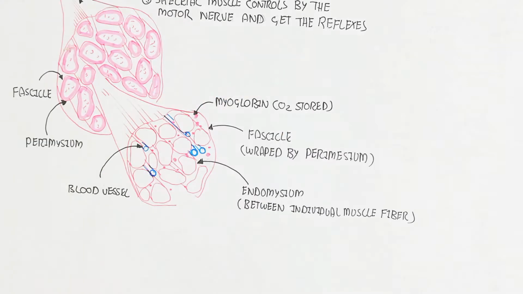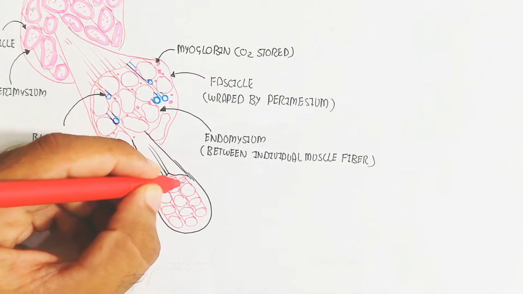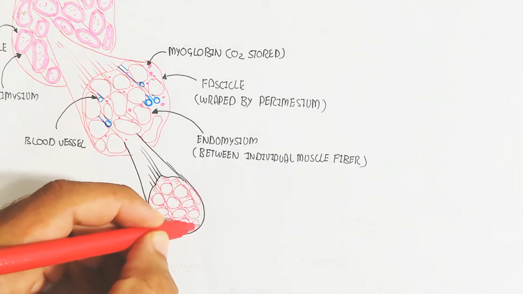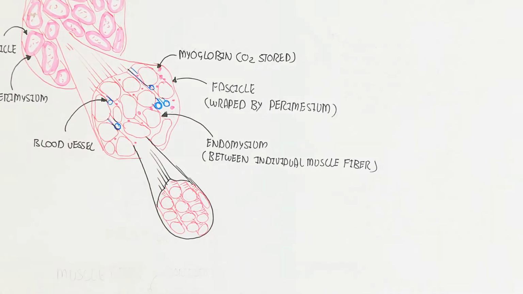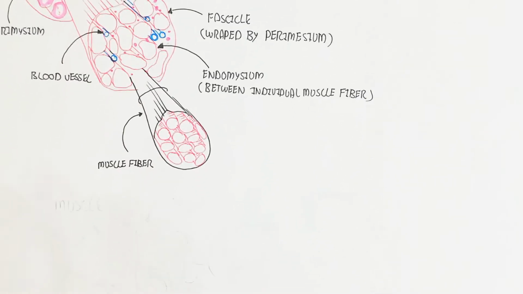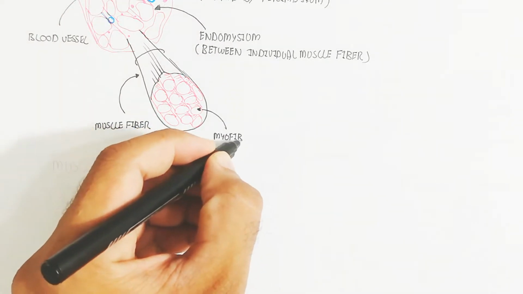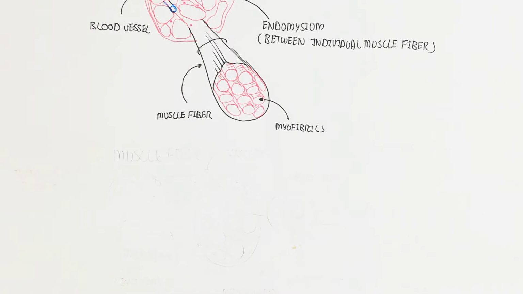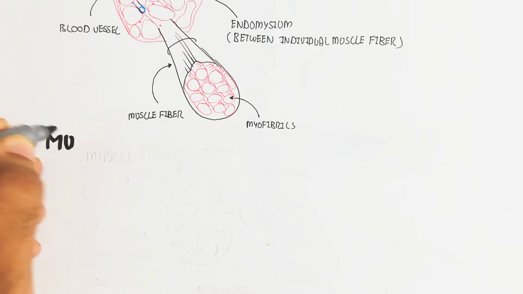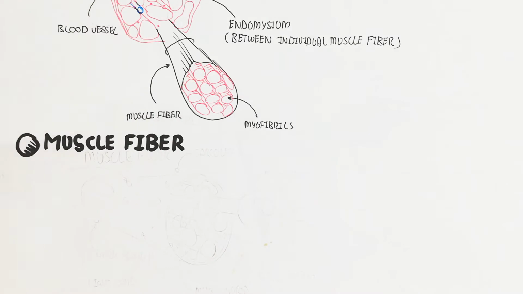The muscle fiber contains myoglobin, which is an oxygen-storing protein, so oxygen is reserved as a surplus, while creatine phosphate is also present for extra energy preservation. This is the muscle fiber, and the muscle fiber contains myofibrils. The muscle fiber is a single cell, basically the cell of the muscle.